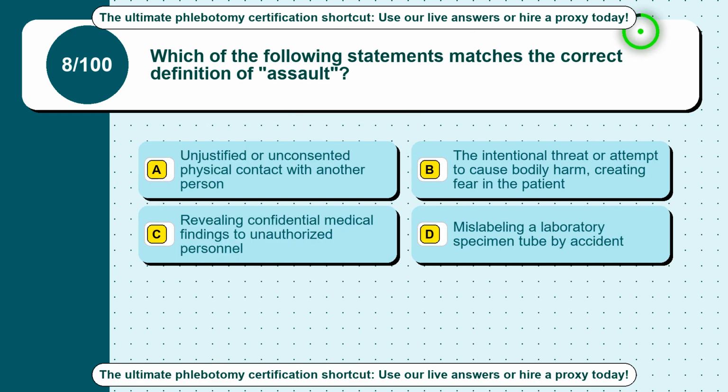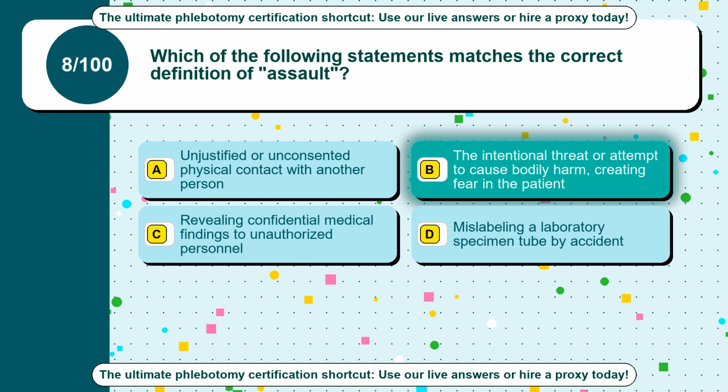Question 8. Which of the following statements matches the correct definition of assault? Option A. Unjustified or unconsented physical contact with another person. Option B. The intentional threat or attempt to cause bodily harm, creating fear in the patient. Option C. Revealing confidential medical findings to unauthorized personnel. Option D. Mislabeling a laboratory specimen tube by accident. The correct answer is option B.